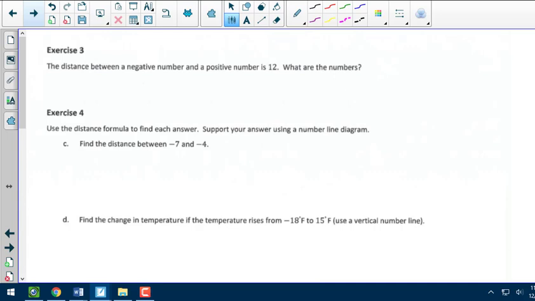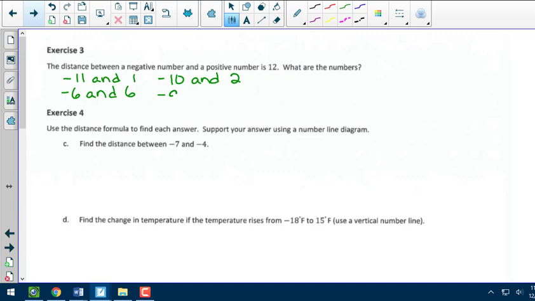Next page. The distance between a negative number and a positive number is 12. What are the numbers? So it can't be 0, I know that, because that doesn't have a sign on it. But it could be like negative 11 and positive 1. Yeah, they're 12 apart from each other. Or it could be 6 and negative 6. It could be negative 10 and positive 2, right?